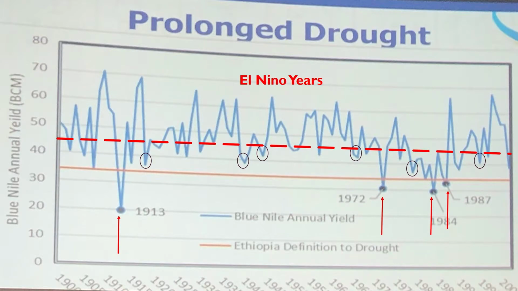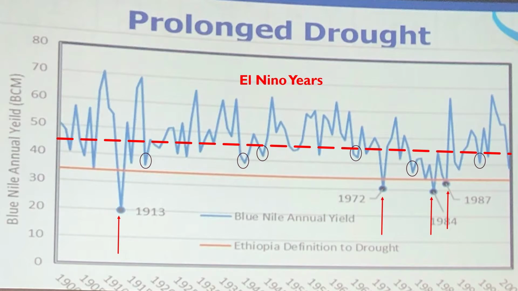So if we say that the 44 level is still actually to be defined as a drought level, looking into that line, the definition of the drought is 30-something BCM. This is way, way extreme, and it's not taking into consideration a lot of other events which happen to be also driven by El Niño. And this is the other line that I'm proposing. However, this is only by looking into one physical process, which is El Niño.